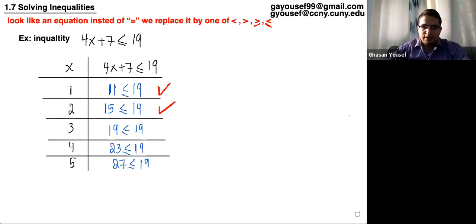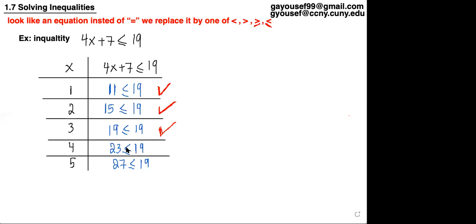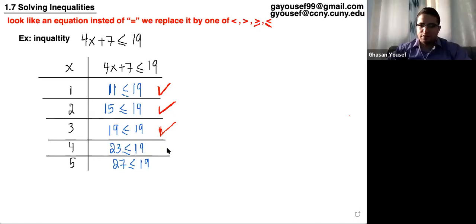For the 3, 19 less than or equal to 19. The sign here means equal. Yes, this is correct: 19 equals 19. But for number 4, is 23 less than or equal to 19? Is this correct here? No, that's wrong. This is not correct because 23 is not less than 19. So number 4, when you plug it into the inequality, is not satisfied.